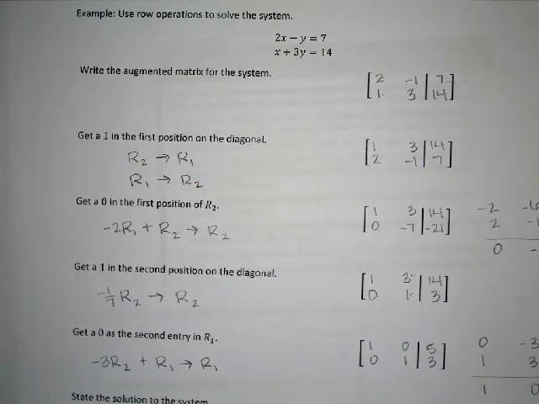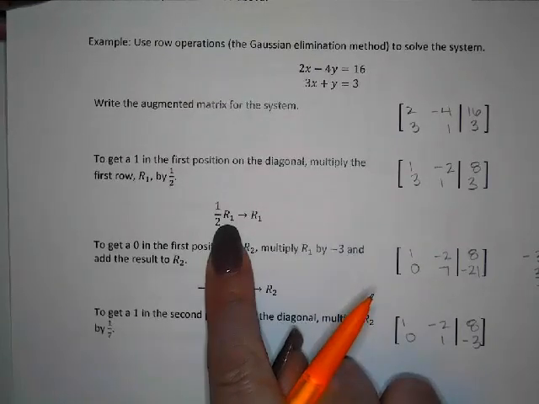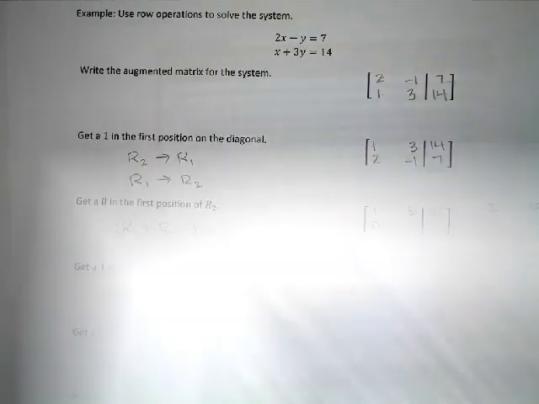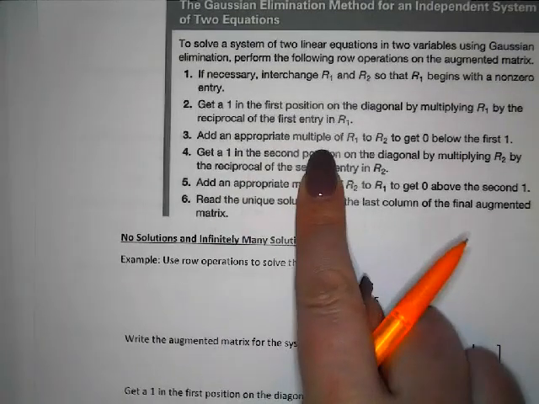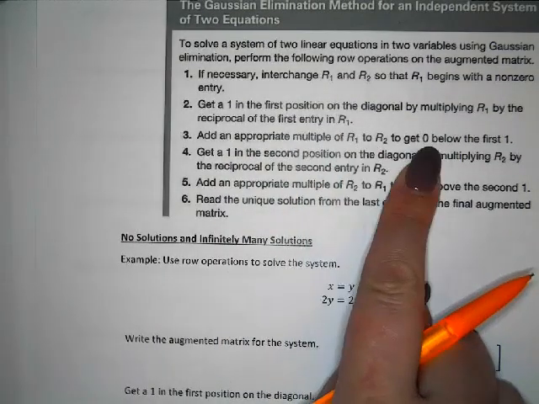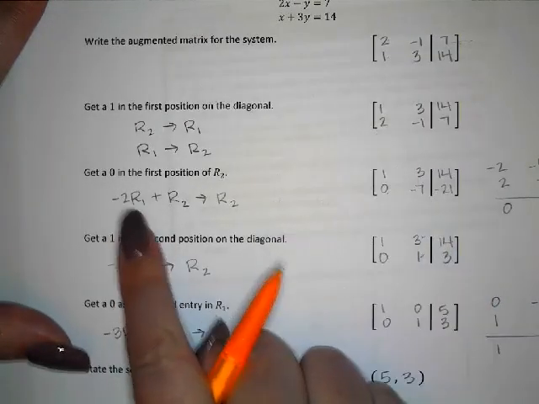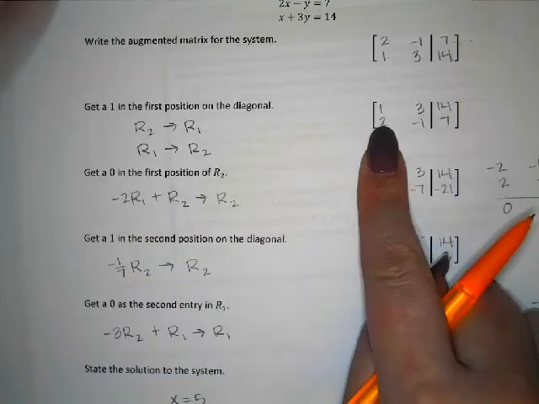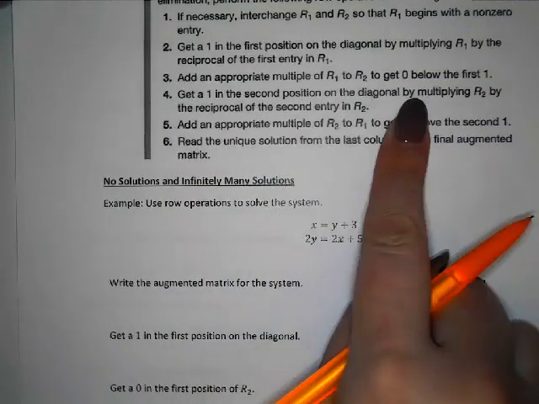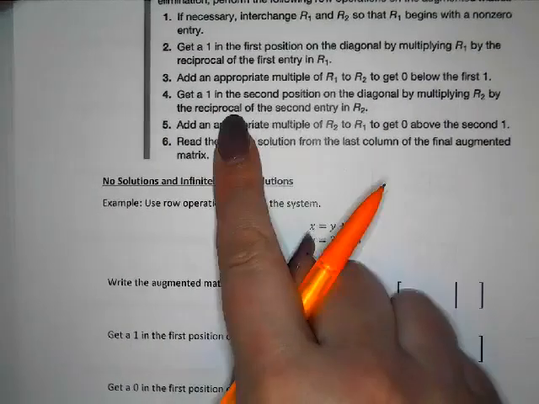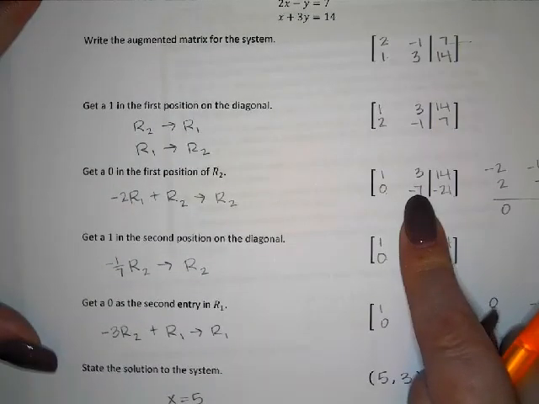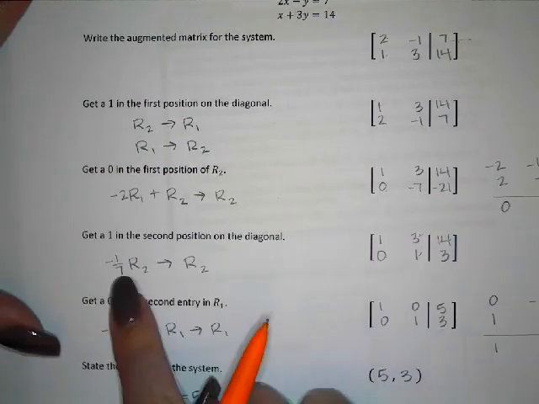Because in the first example, we had a 2, and so we multiplied by 1/2. Okay, so we multiplied by the reciprocal. All right, then it says to add an appropriate multiple of R1 to R2 to get a 0. So this is where we said, okay, we needed to get rid of a 2, so we did negative 2 times R1. And that's going to get rid of a 2, and that gave us a 0. Then it says the next step is to get a 1 in the second position on the diagonal by multiplying R2 by the reciprocal. So negative 7 is what we needed to get a 1 for, and so we multiplied by the reciprocal of negative 7, which is negative 1/7, and that gave us a 1 there.